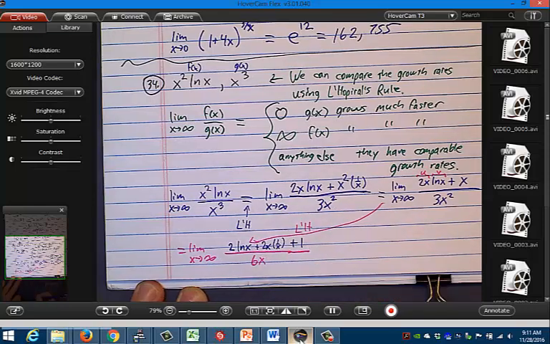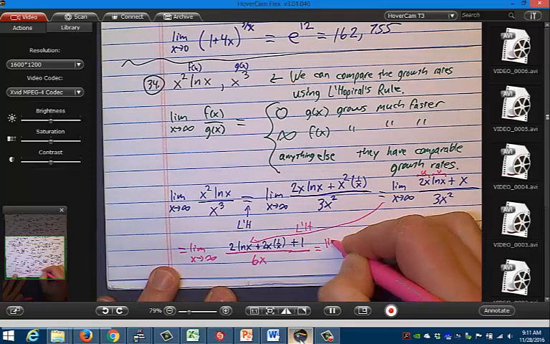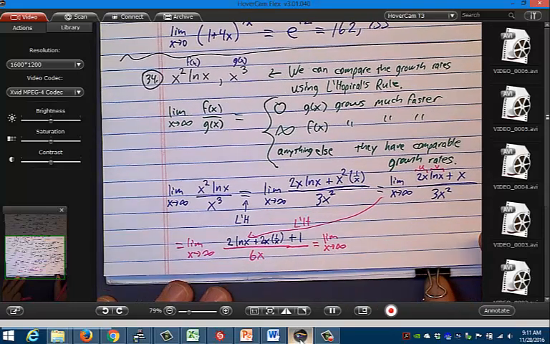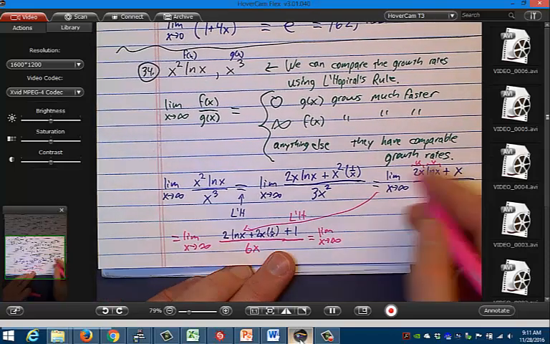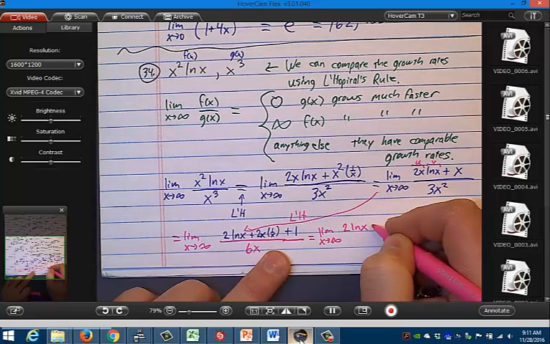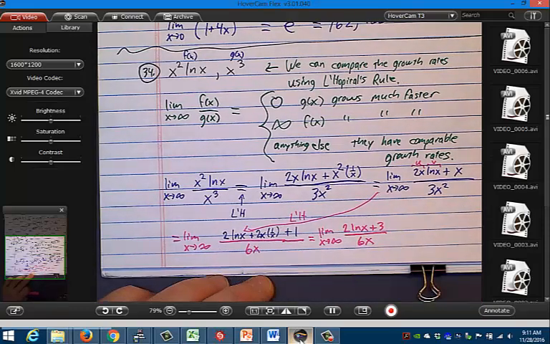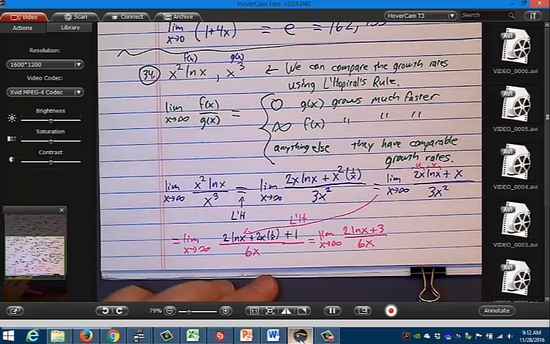All right, so what do I have? I have the limit as x approaches infinity of 2 ln x. This is just plus 2 plus 1, so plus 3 over 6x. All right, I'm getting there. So let's do derivative of top and bottom again, right? We'll apply L'Hopital's rule one more time. So this is from L'Hopital's again.